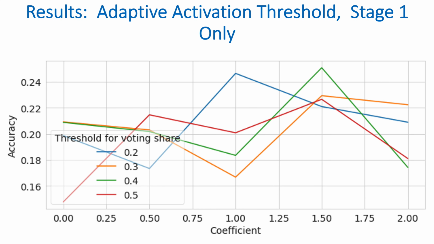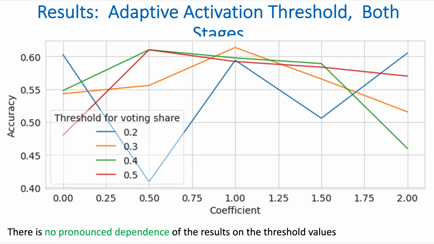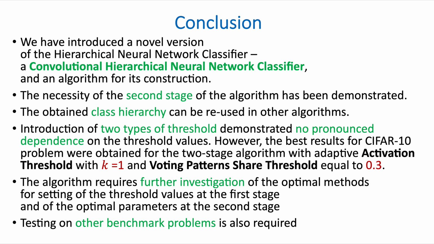And the next slide is the dependency of accuracy on the coefficient in the formula for the adaptive activation threshold for different thresholds for voting share. The results here are also unsatisfactory because it's only the first stage. And here's the second stage. As you can see, there's no pronounced dependence of the results on the threshold values.